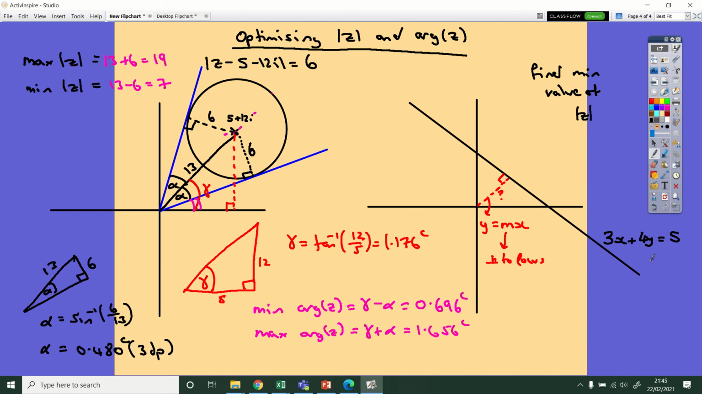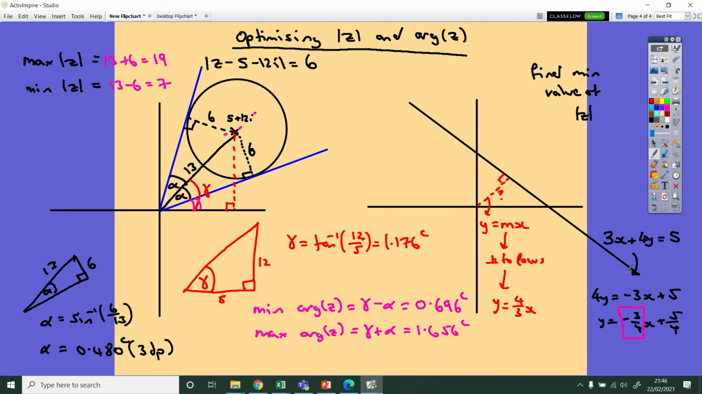So let's rearrange our line's equation and figure out its gradient. So 4y equals minus 3x plus 5. And then y equals minus 3/4 x plus 5/4. Okay, great. So now I know that the gradient of this locus line is minus 3/4. If I then negate and flip, I can get the perpendicular gradient, which is then going to be 4/3.